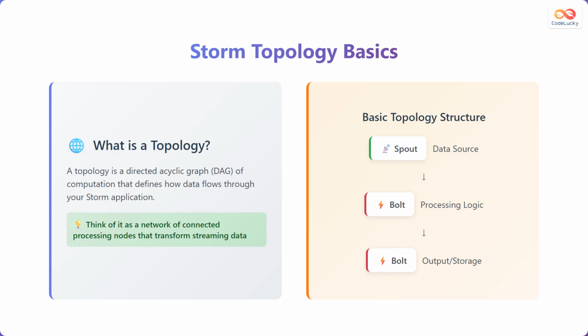Let's delve into Storm topologies. A topology is a directed acyclic graph, also known as a DAG, of computation that defines how data flows through your Storm application. Think of it as a network of connected processing nodes that transform streaming data. Within this topology, data flows from spouts to bolts. Spouts are the sources of data. Bolts are the processing units where the actual transformation and analysis take place. These bolts process the data and can then output it to storage or pass it on to other bolts for further processing.